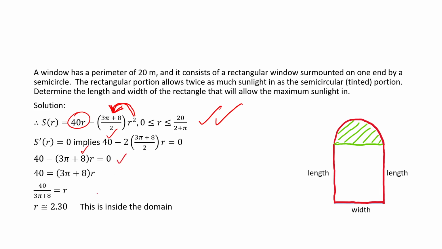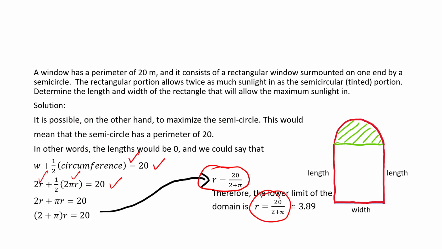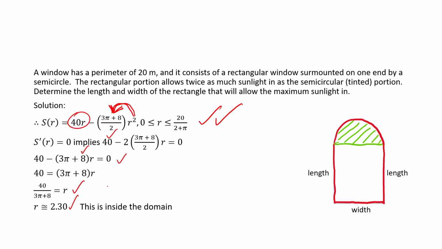Setting that equal to 0, we would get r is roughly equal to 40 over 3 pi plus 8, and r is roughly equal to 2.30. Now you'll notice I considered decimal approximations here just for a moment. A while ago we said the upper end of the domain was roughly 3.89, and an r value of 2.30 is roughly what the radius should equal.